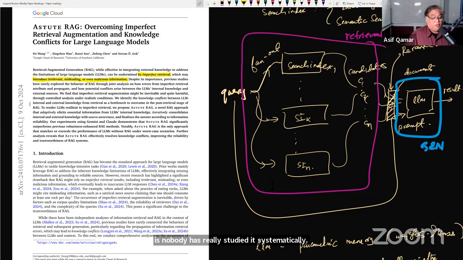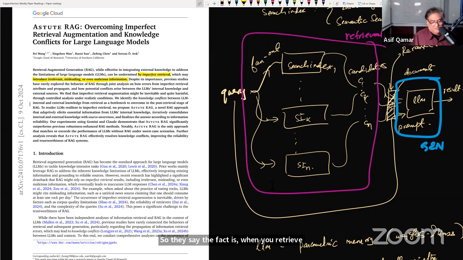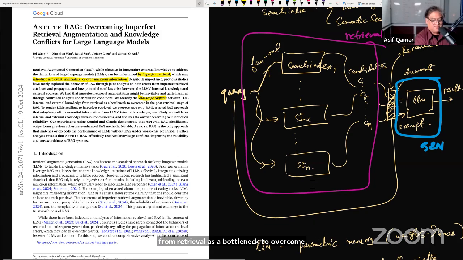We find that imperfect retrieval augmentation might be inevitable and quite harmful through controlled analysis under realistic conditions. So they say that when you retrieve external information, sometimes you can't avoid contradictions. Right? So, for example, if you're searching, one search index belongs to one point of view, another search index belongs to just the opposite point of view, well, of course, it's a no-brainer that you'll have contradictions. We identify the knowledge conflict. So they introduce a term here, which is important, a knowledge conflict between LLM internal and external knowledge from retrieval as a bottleneck to overcome in the post-retrieval stage of RAG. So this is a core problem.